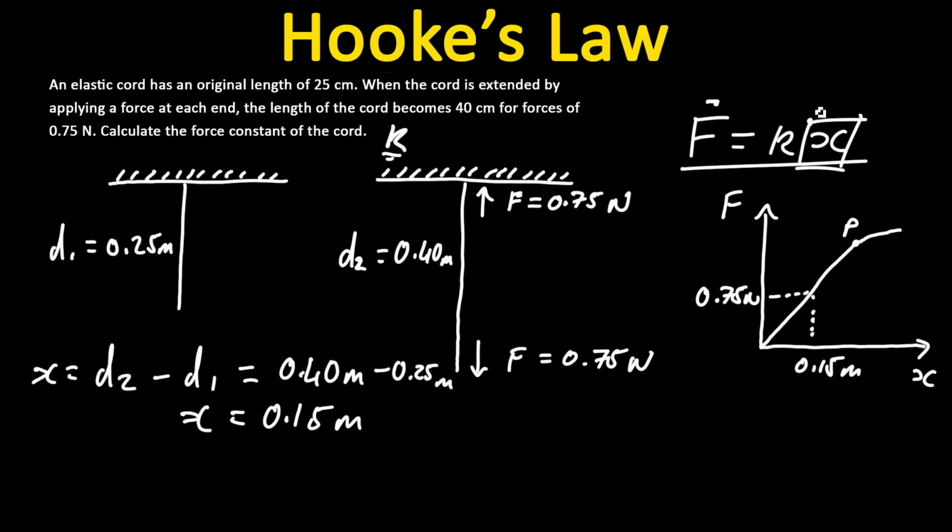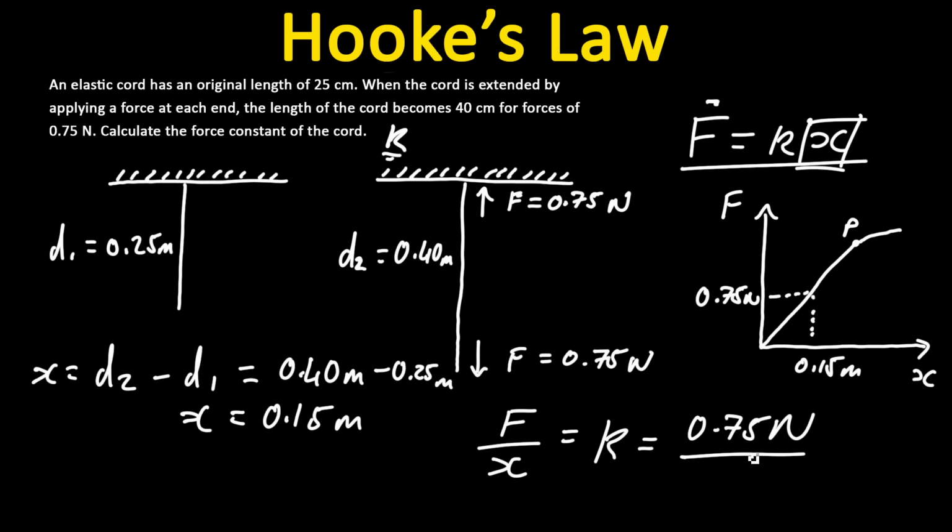So we can just rearrange Hooke's law here. The force divided by the extension is equal to the spring constant, which is equal to 0.75 newtons divided by 0.15 meters. And we get a value of 5 newtons per meter.